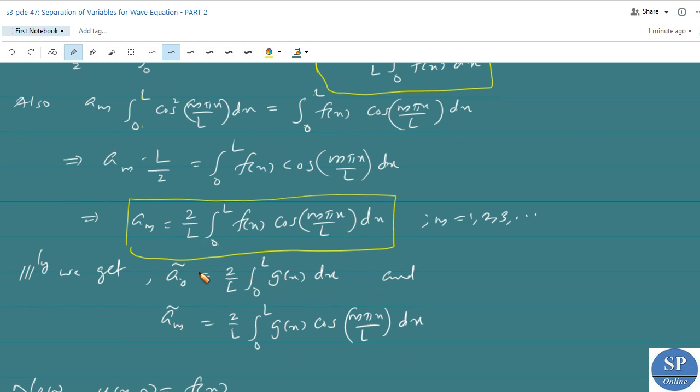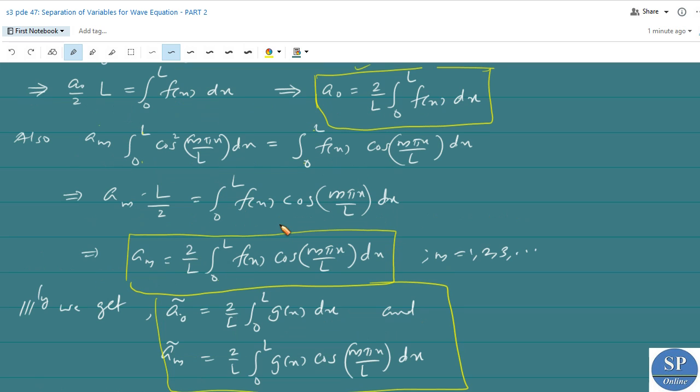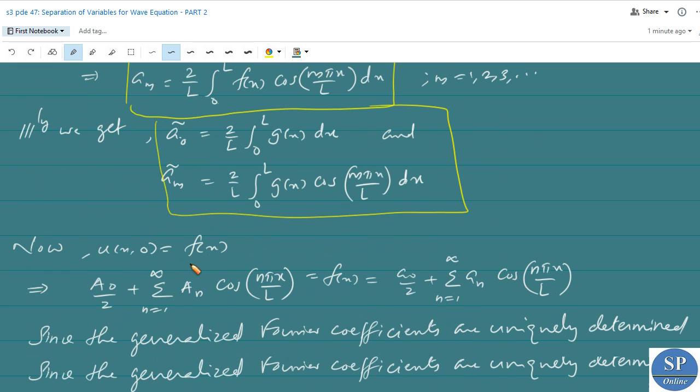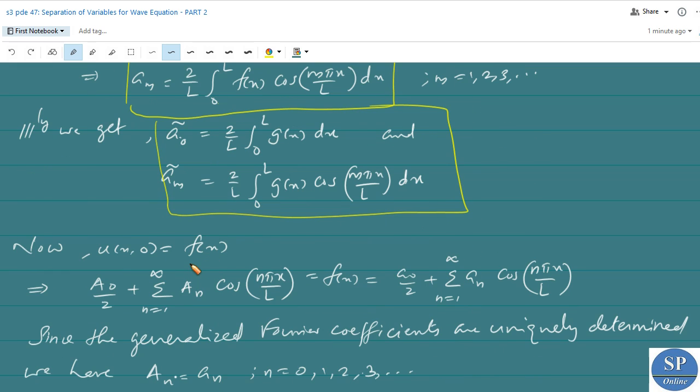Okay, so these will be the Fourier coefficients of f and g. Okay, a naught tilde and a m tilde are the Fourier coefficients of g, and those of f are a naught and a m. Okay, so now we can apply the initial condition.